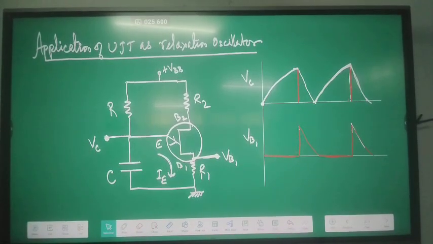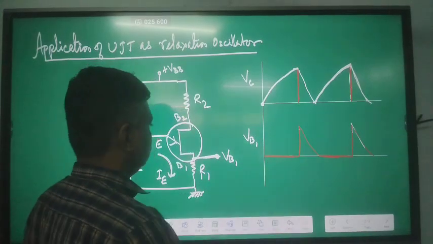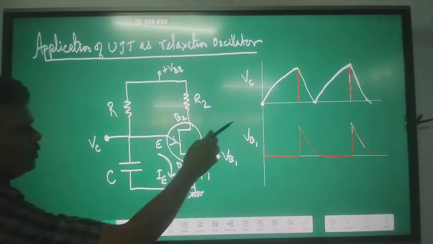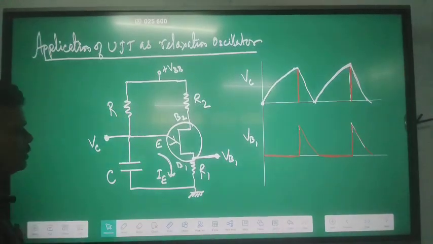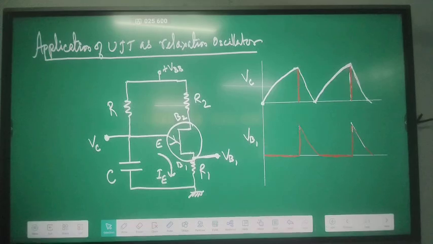Now to see how this UJT works as a relaxation oscillator, first of all we will see the voltage across C, which will be a sawtooth wave like this. So let us first explain how we can get a sawtooth wave from the UJT when we take the voltage across C.